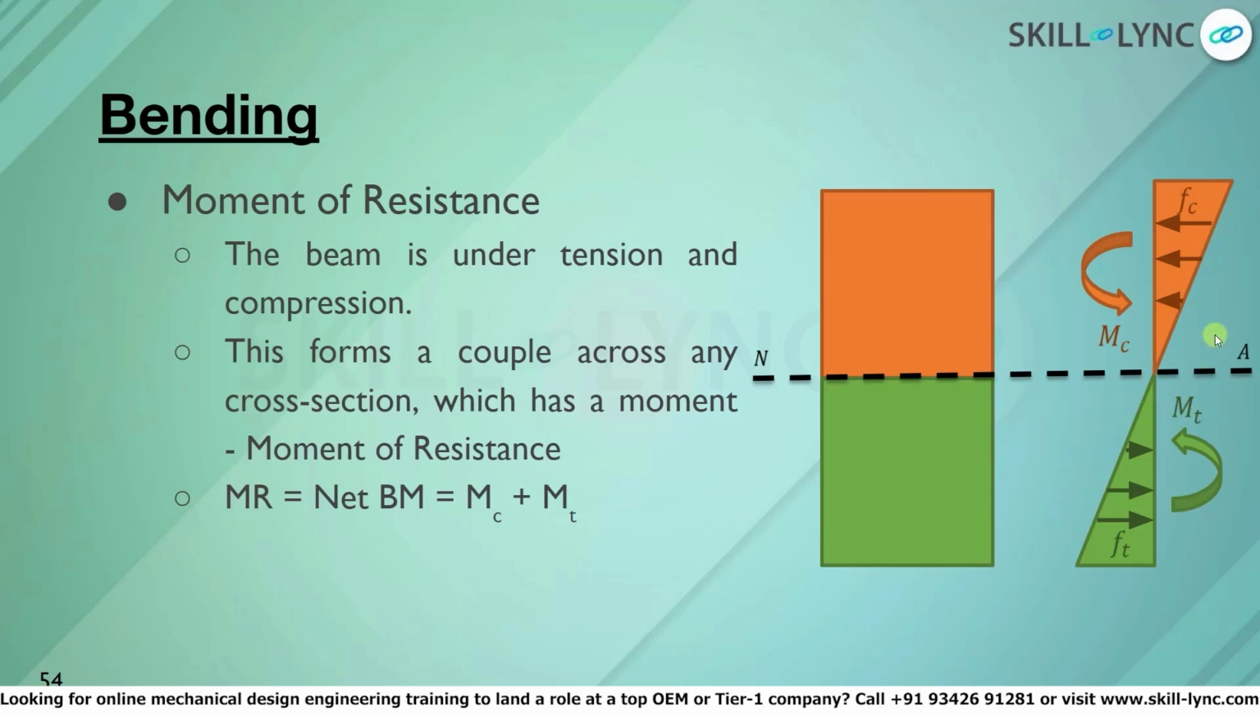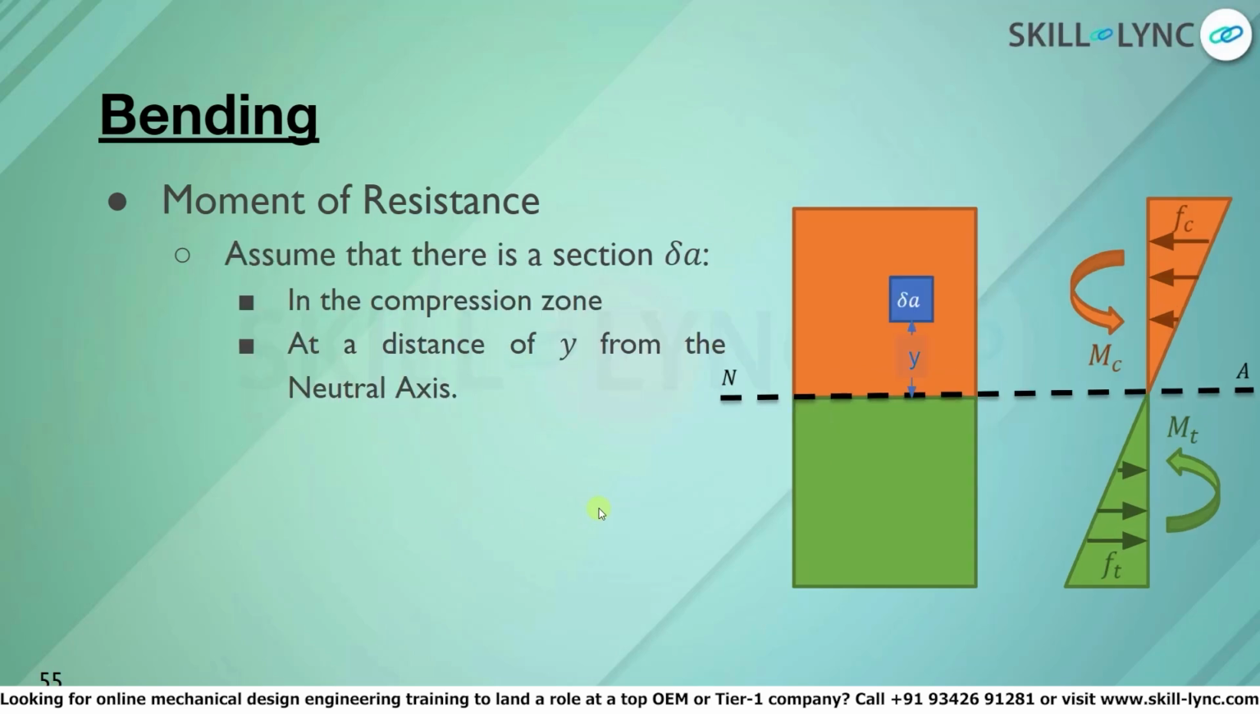The compressive force Fc generates an anti-clockwise moment Mc, while the tension force Ft generates a clockwise moment Mt. The moment of resistance within this section is equal to the net bending moment, that is equal to Mc, which is the compressive moment, plus Mt, which is the tensile moment. So here we can see that Mr is equal to the net bending moment, which is equal to Mc plus Mt.